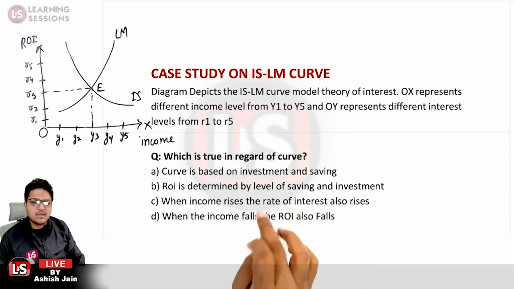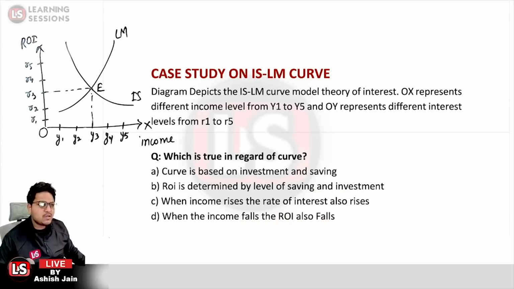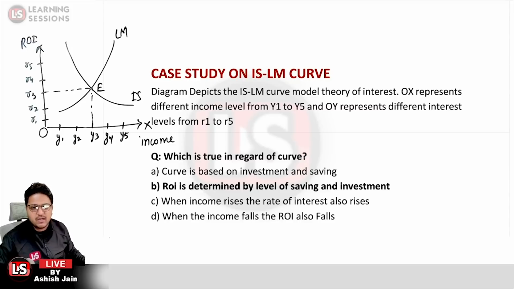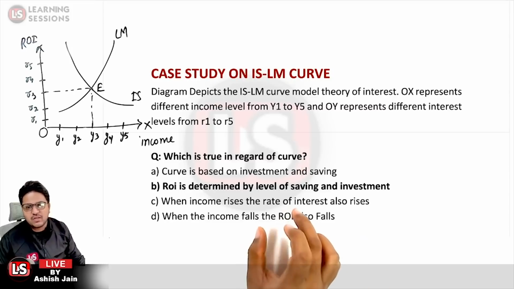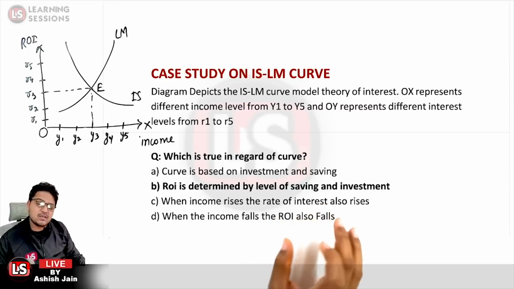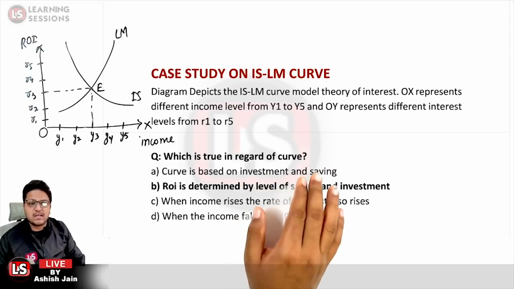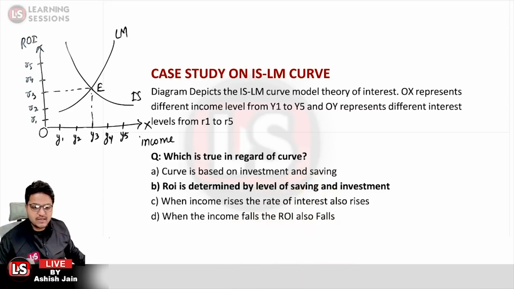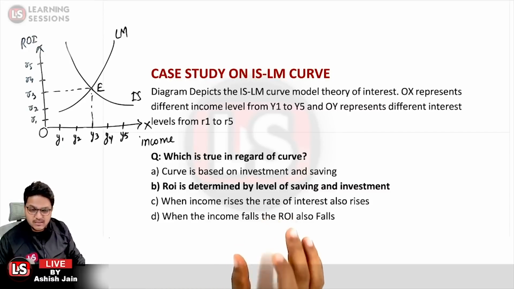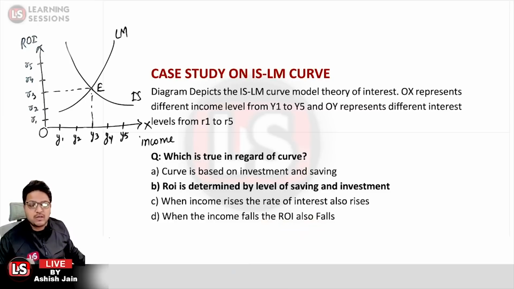Option C over here, it says when the income rises, the rate of interest also rises. When the income is increased, in that particular case the rate of interest also increases. Yes, definitely when the income is increased, the rate of interest is also increased, but we cannot say it in regard of the curve itself, because it was asked which is correct in case of the curve itself. So over here, as a general trend, when the income rises, the interest rates also increase.